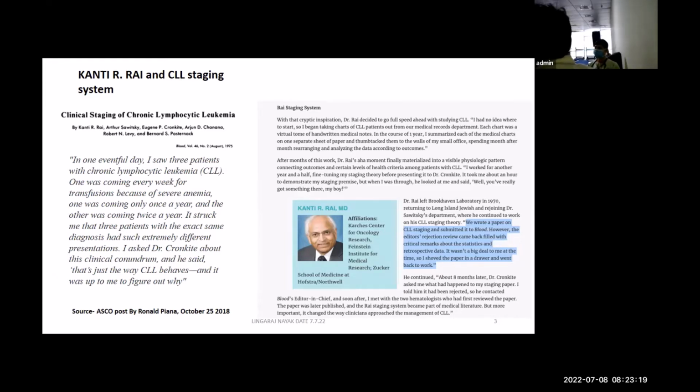And I was reading through the history, and I think there is a nice article posted 3-4 years ago, where there was a full story of how Kanti Rai made this Rai staging. He was a pediatrician by practice, and his observations were very interesting. He found that some CLL patients were coming every week for transfusion, some were coming after 6 months, some after a year. So why this variation? When he asked his professor, the professor told him to find out why it is like this. So that's how he discovered this Rai staging that you will see subsequently.